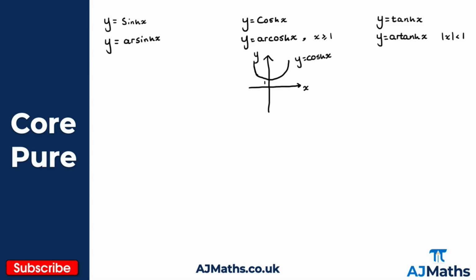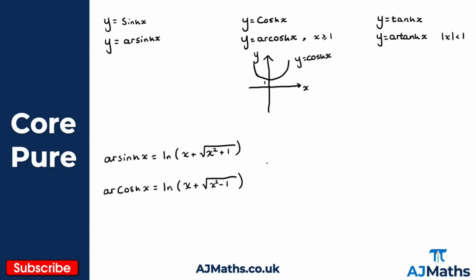We also need to be familiar with the way that we can represent the inverse hyperbolic functions as natural logarithms. So for arsinh x, we can represent this as the natural logarithm of x plus the square root of x squared plus 1. For arcosh x, again expressing this as a natural logarithm, this is the natural logarithm of x plus the square root of x squared minus 1.